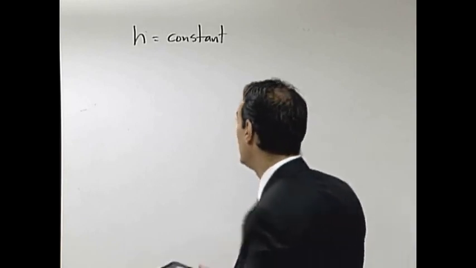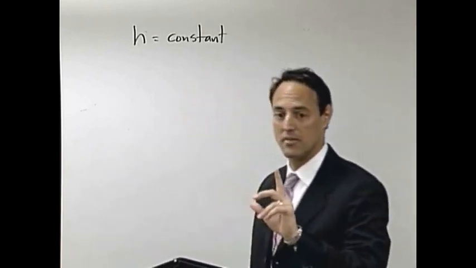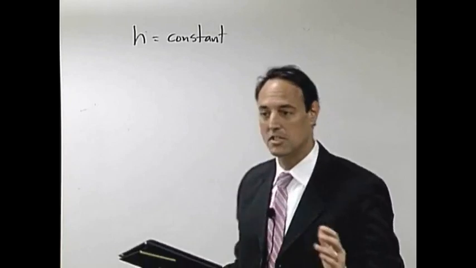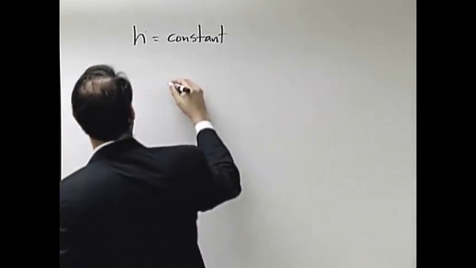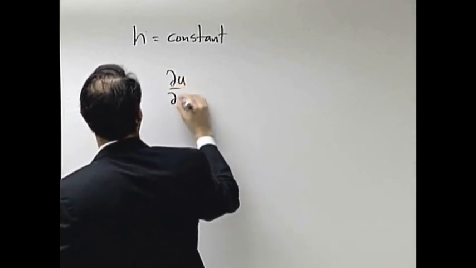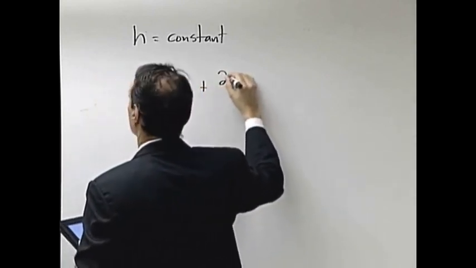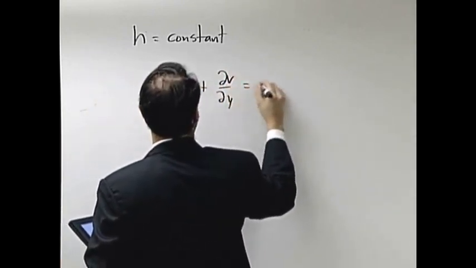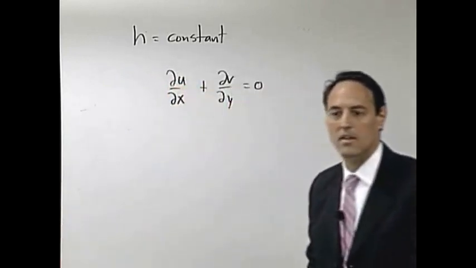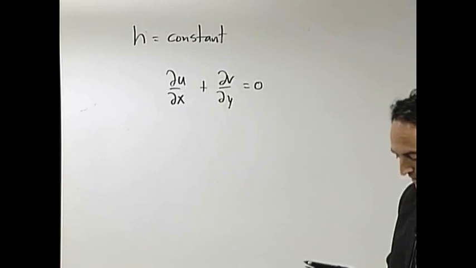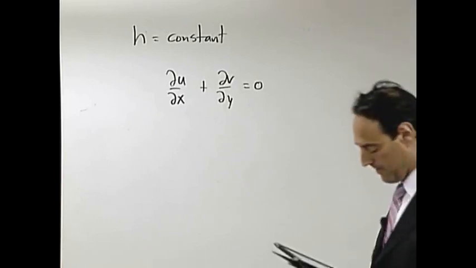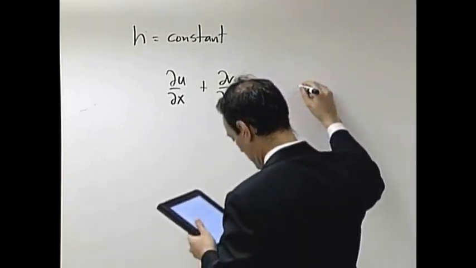Because when you do that, look at what happens to the first set of equations. dH dt, well, if h is constant, that thing is 0. And then you just simply get the following: du dx plus dv dy is equal to 0. This is called the incompressibility condition. Okay? So this is called incompressible flow.